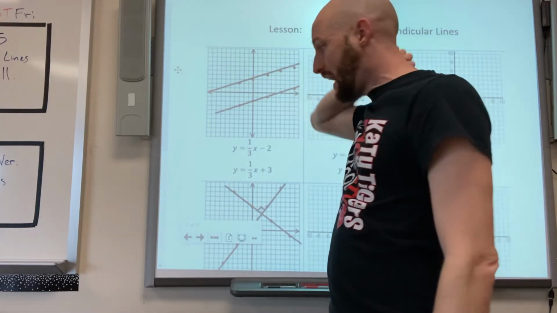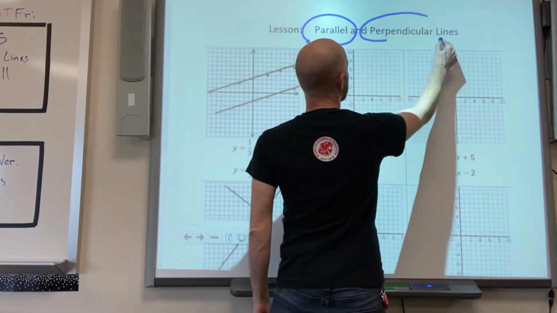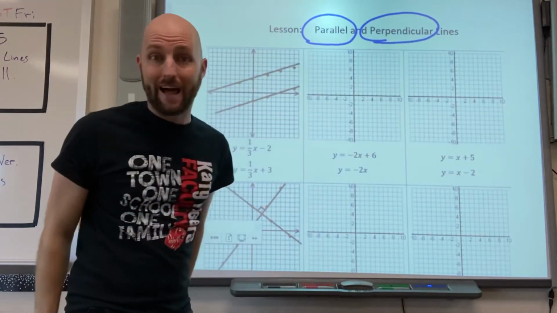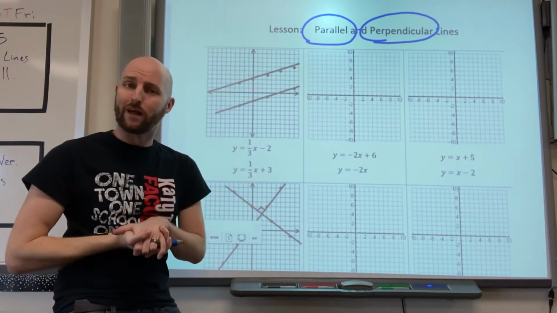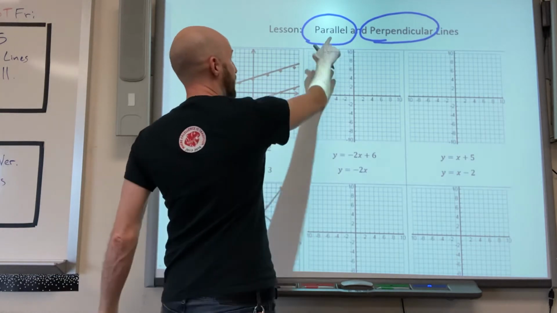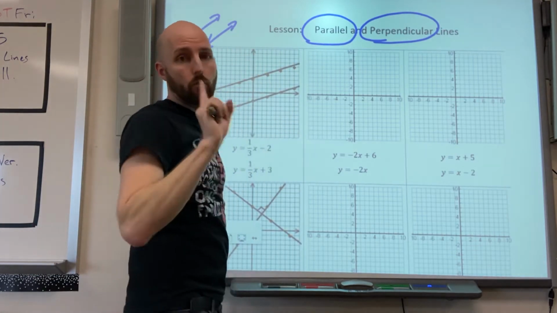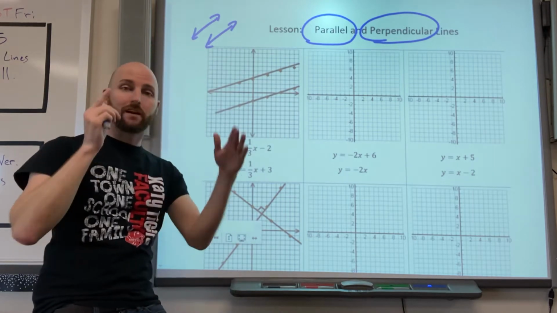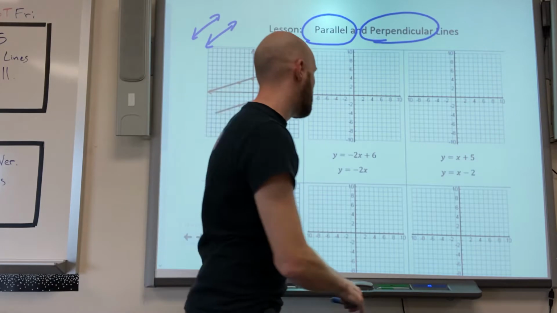Okay, so today we are going to talk about parallel and perpendicular lines. So hoy vamos a hablar de líneas paralelas y líneas que son perpendiculares. Okay, parallel means never will cross or touch. Okay, paralelos son líneas que nunca van a cruzar o tocar para nada.